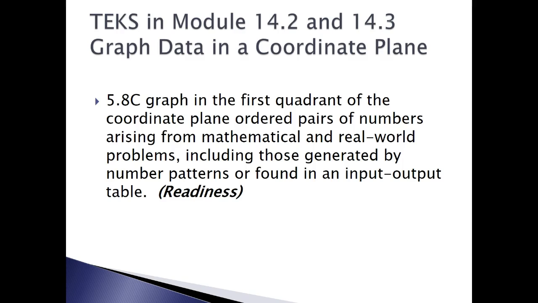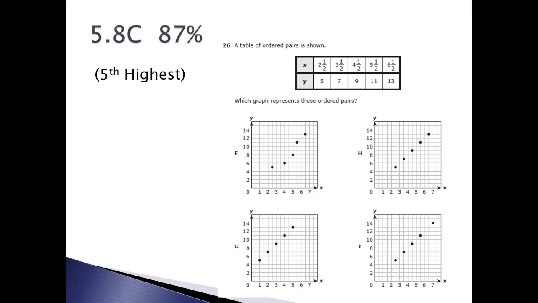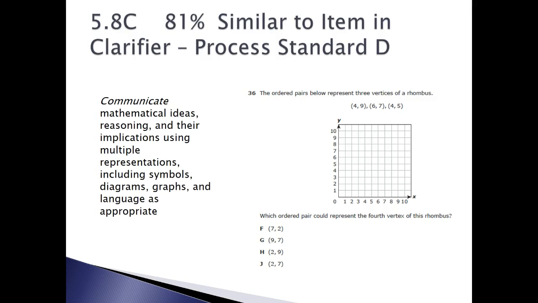14.2 and 3, when they're graphing coordinates in a coordinate plane, this comes from 5.8c. And this was actually the 5th highest item. Notice it is using fractions. On the clarifier, we had an item similar to this because it was a released item. Notice that this uses process standard D, where the kids are communicating. They're choosing the right ordered pair that would go with the 4th vertex of a rhombus. Notice the kids scored 81% on this.